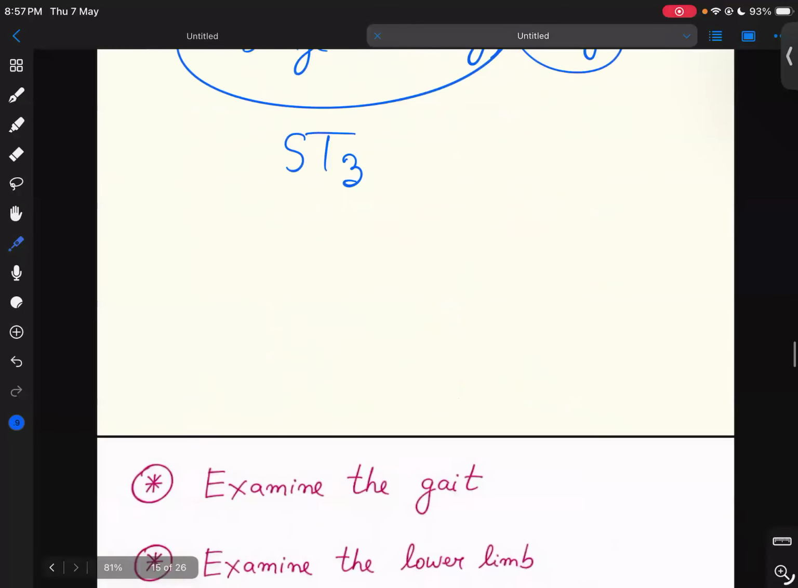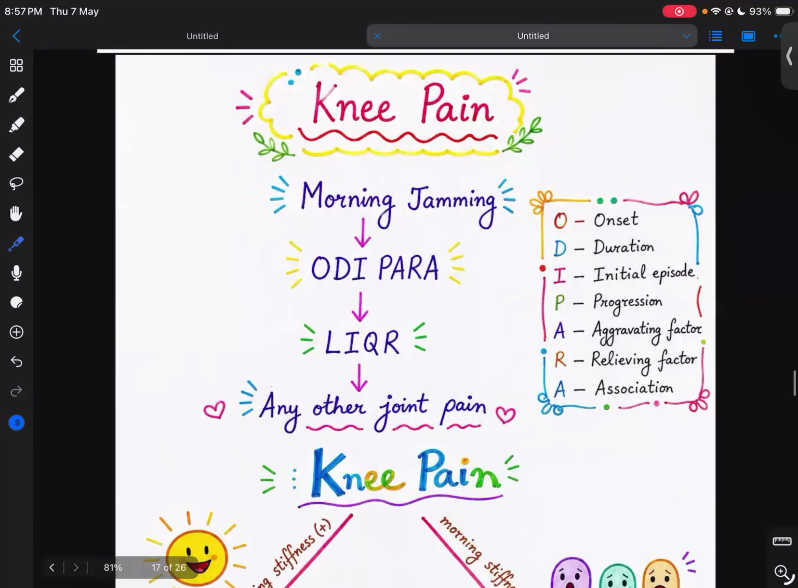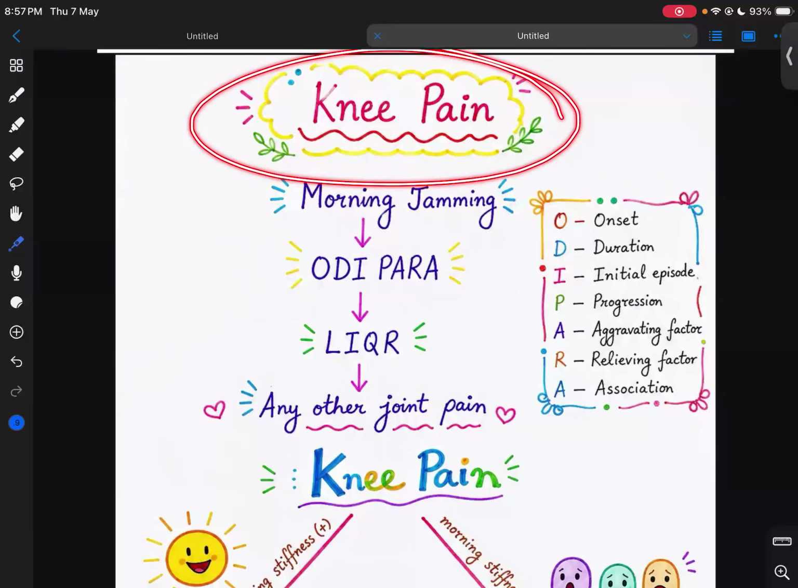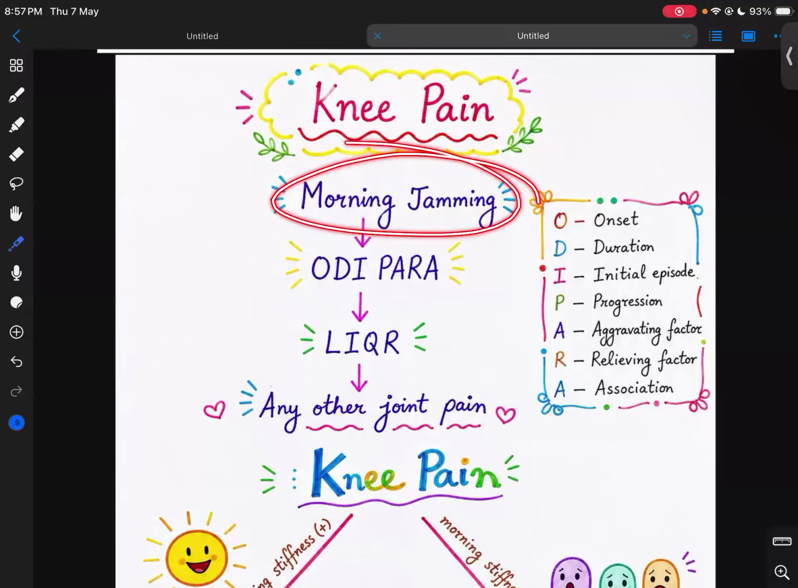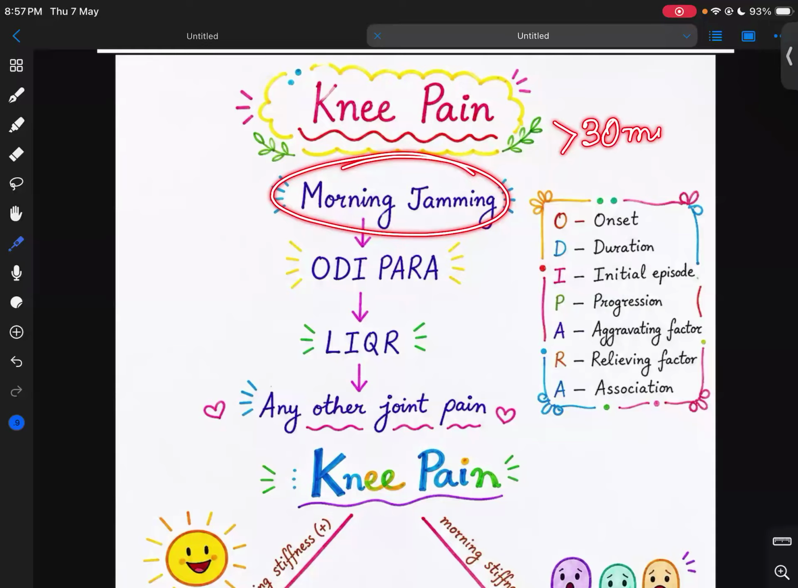So if there's no confusion, let's proceed to the next prompt. The next prompt is knee pain. It is the last triple star prompt of today. So how to approach a case of knee pain? Like the previous prompt, first we have to ask whether there is any morning jamming or not. If there is any morning jamming, we have to determine the duration, whether it is more than 30 minutes or less than 30 minutes, because inflammatory pain will be more than 30 minutes.